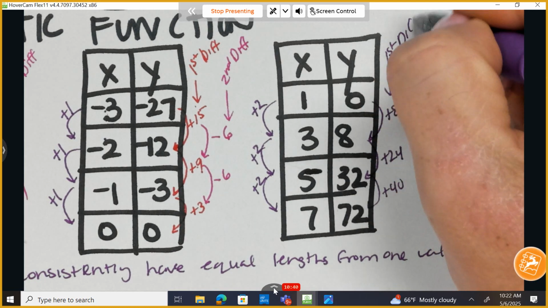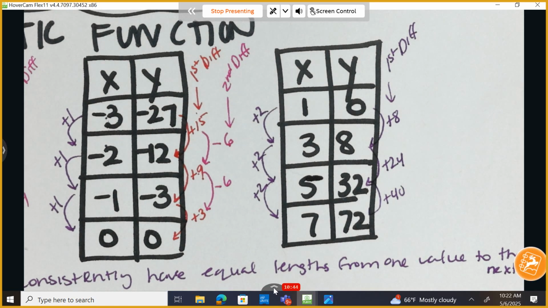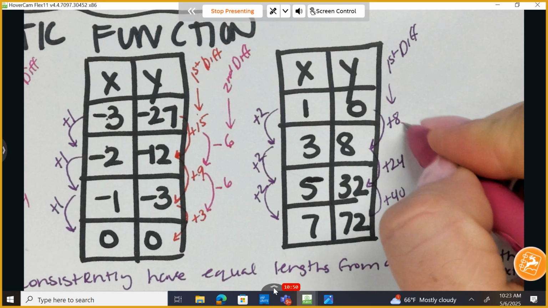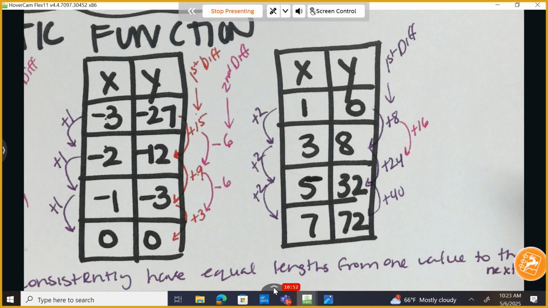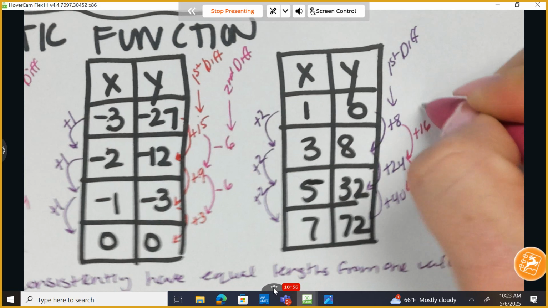This is the first difference, and I can see these are not the same values. So we don't have the same difference. It means it's not linear. Now I'm going to check on the second difference. To go from 8 to 24, I need to add, and specifically, I need to add 16. From 24 to 40, I need to add, specifically 16.